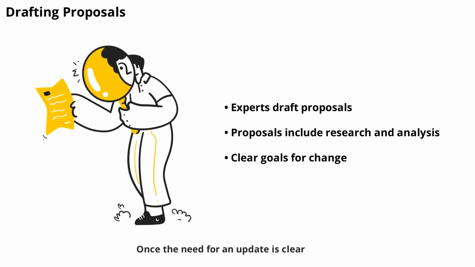Once the need for an update is clear, the next step is drafting a proposal. This is usually done by experts, legal advisors, or government officials. The proposal outlines the specific changes to be made and the reasons behind them. It may include background research, data analysis, and comparisons with similar rules in other countries. The goal is to create a clear, effective, and justifiable plan for updating the rule.